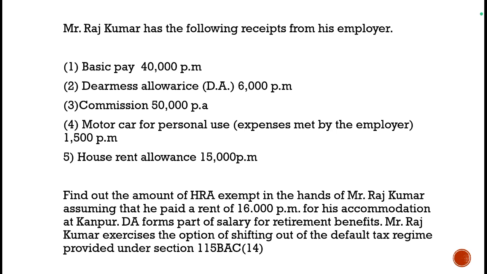Find out the amount of HRA exempted in the hands of Mr. Rajkumar, assuming that he paid a rent of 16,000 per month for his accommodation at Kanpur. Dearness allowance forms part of salary for retirement benefits. Mr. Rajkumar exercised the option of shifting out of the default tax regime provided under Section 115BAC(1A). So here we need to find out the amount of HRA exempted in the hands of Mr. Rajkumar. So we can go to the solution.